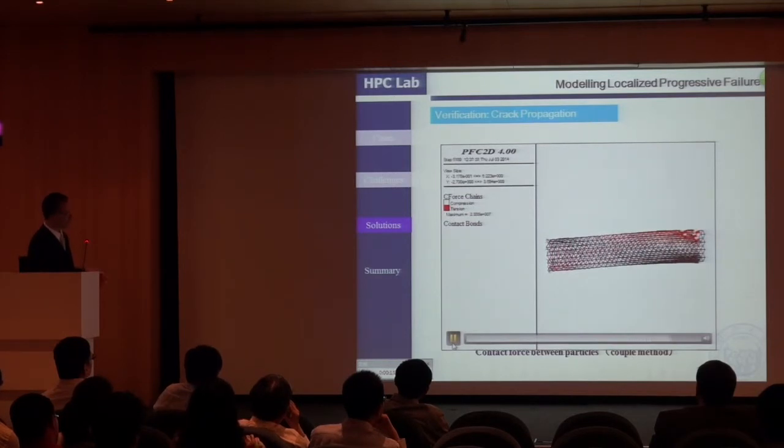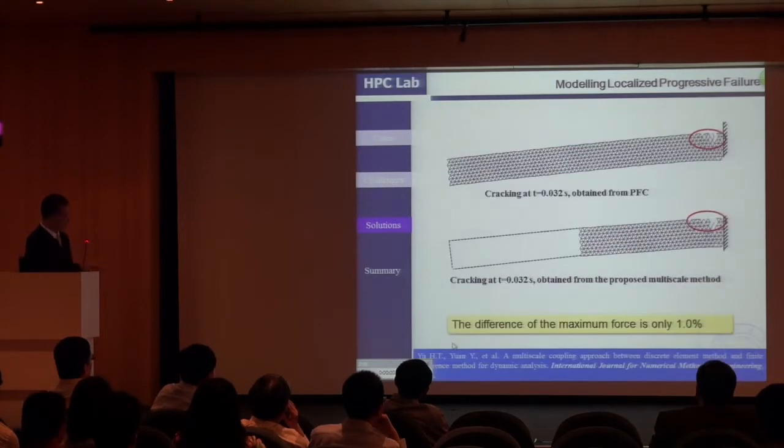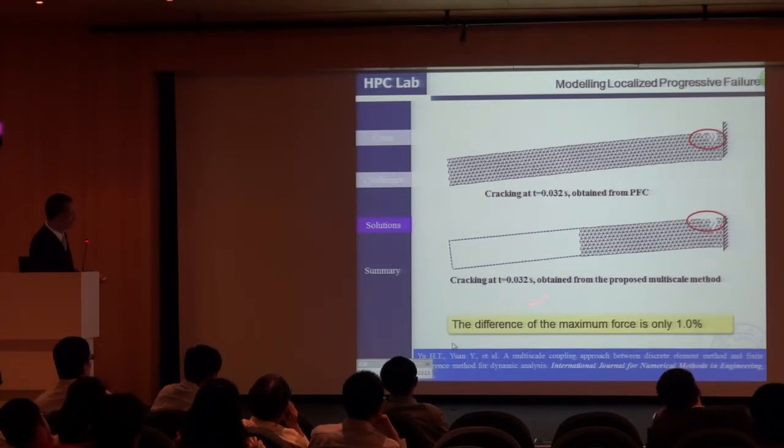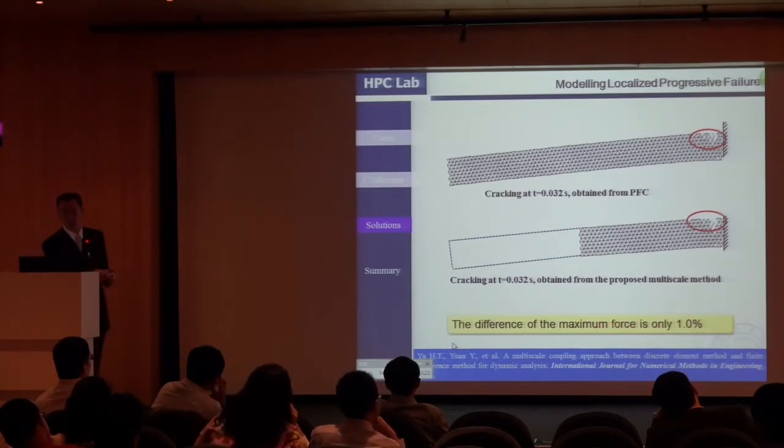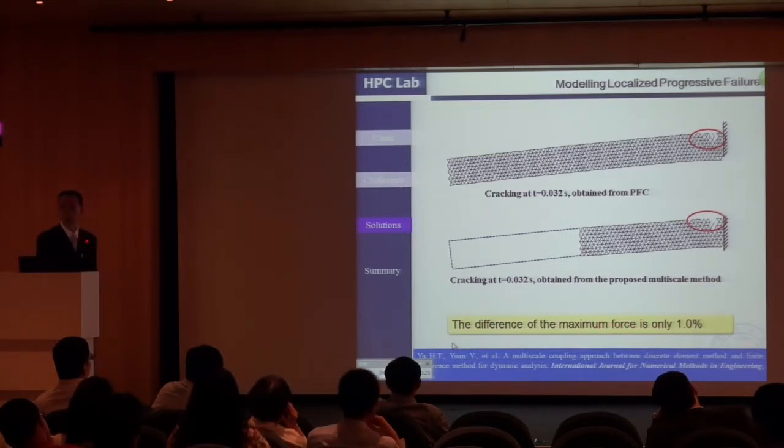This one just shows the particles, but in the next figure we get the comparison. This part uses the coarse mesh, the traditional continuum. This part uses the discrete simulation with the PFC. You will find that the cracking time is the same, and the difference of the maximum force is less than 1%.